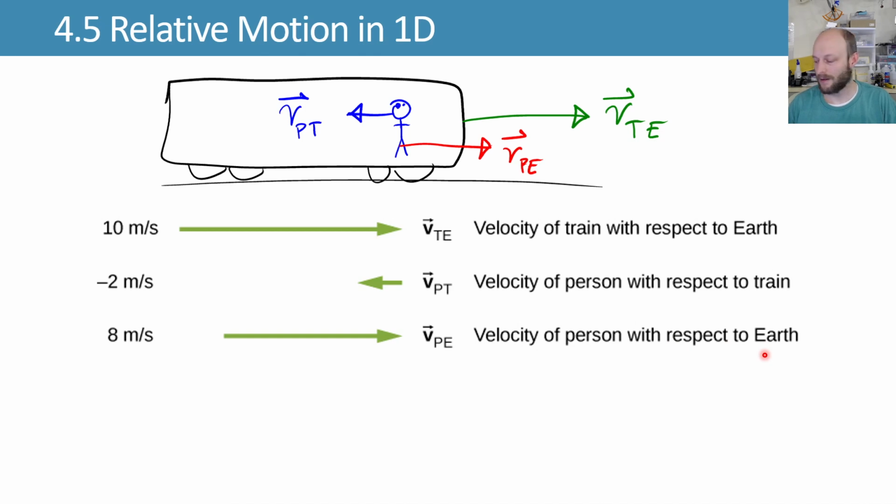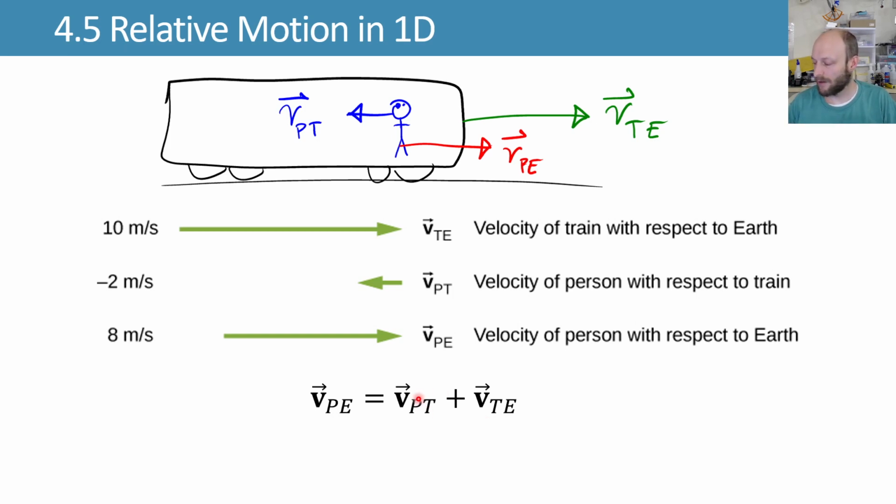And written as a vector expression, this says that the velocity of our person with respect to the Earth is equal to the velocity of our person with respect to the train plus the velocity of the train with respect to the Earth. All right, we used a very concrete example here because the abstract way is kind of tough for people to get their minds around sometimes.